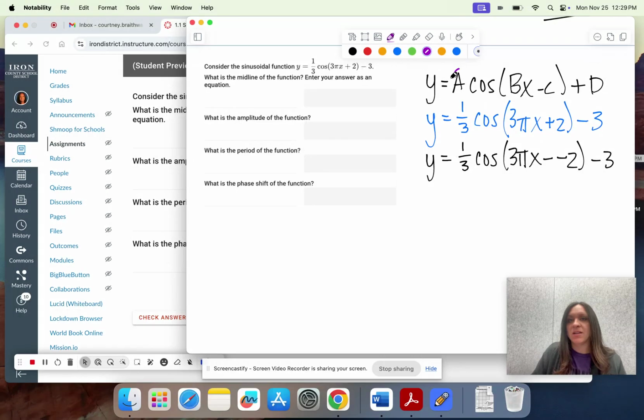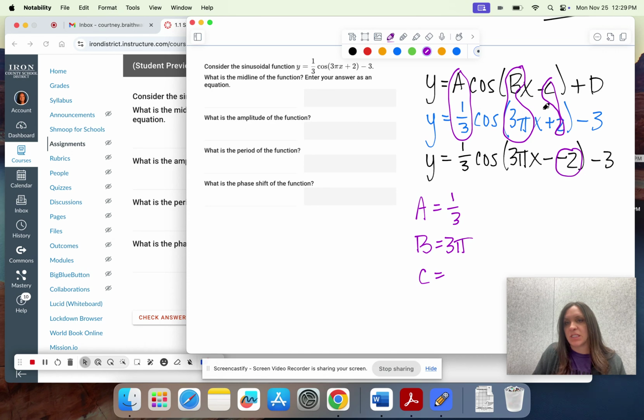So a is 1/3. B is what's next to x, so 3 pi. And this is why I rewrote that for c. So notice c comes after a minus. It's not 2, it's -2. It's the opposite sign. So c is -2. And then d is -3.